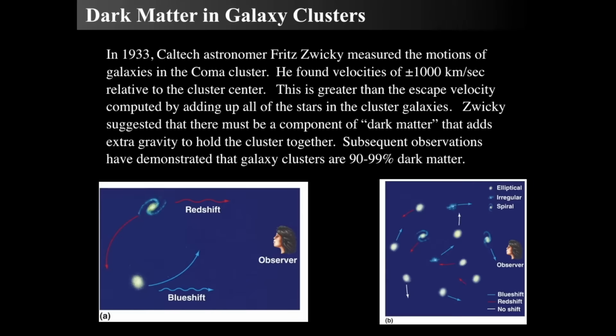So we find that the Caltech astronomer Fritz Zwicky in 1933 also looked at clusters of galaxies, and he found that they were moving extraordinarily fast, maybe thousands of kilometers per second relative to the cluster center. And that's much greater than the escape velocity if you added up all the stars in the clusters of galaxies. And he said there must be some component of dark matter, and in fact Fritz Zwicky was the one who created the term. He called it dark matter, but actually in German it is dunkle Materie, and that's kind of a great thing to say. So there must be extra gravity, and therefore in galaxy clusters almost 100% of it is dark matter, which is really amazing.